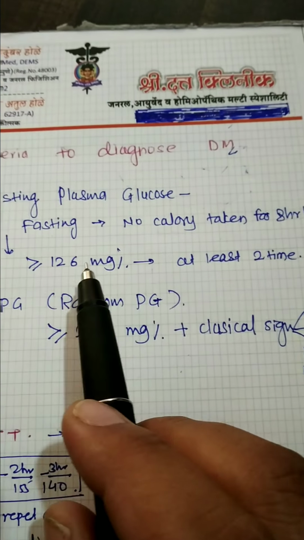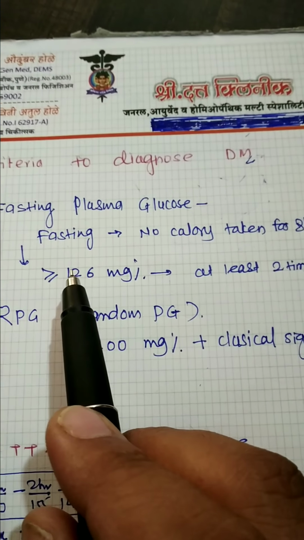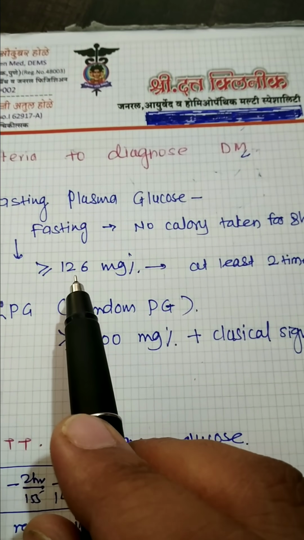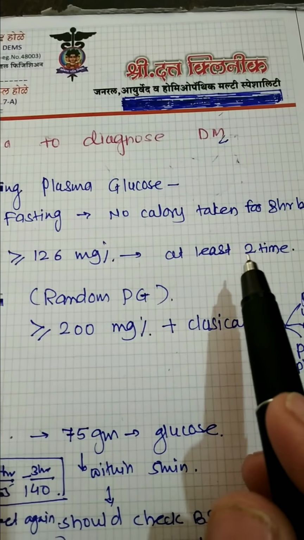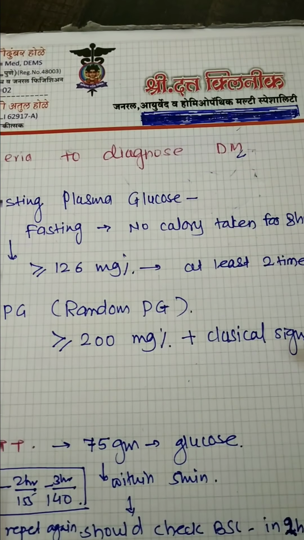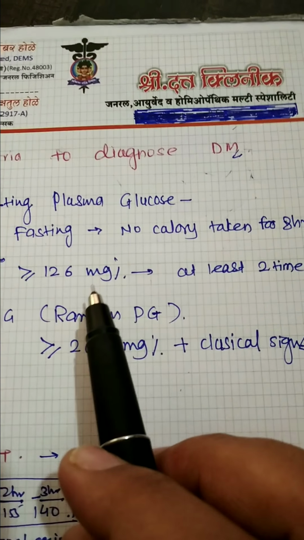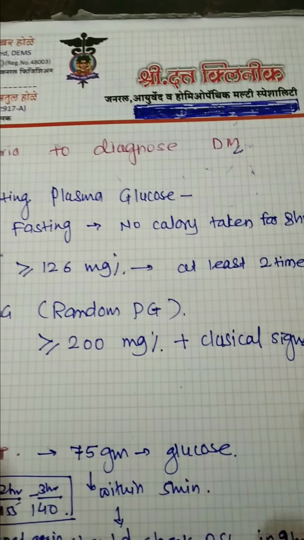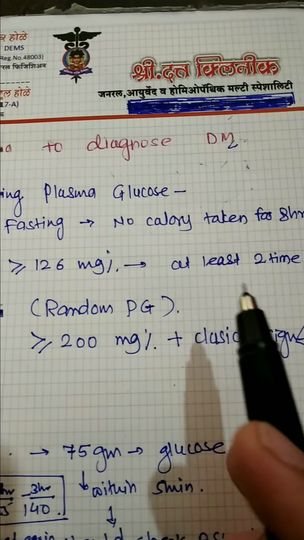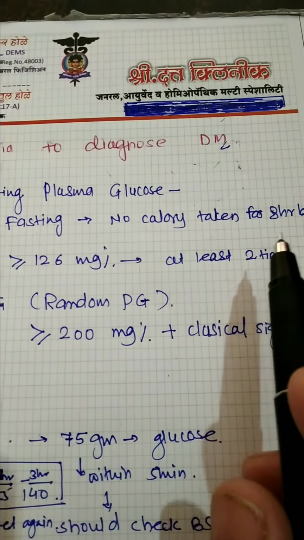If the patient has a blood sugar level of 126 at least 2 times, 2 दिवसात आपण जर पेशंटची ब्लड चेक केली, पहिल्या दिवशी केली 126 आली इज ओके, दुसऱ्या दिवशी केली बिलो 126 आली, तिसऱ्या दिवशी केली बिलो 126 आली, we call this a non-diabetic person.